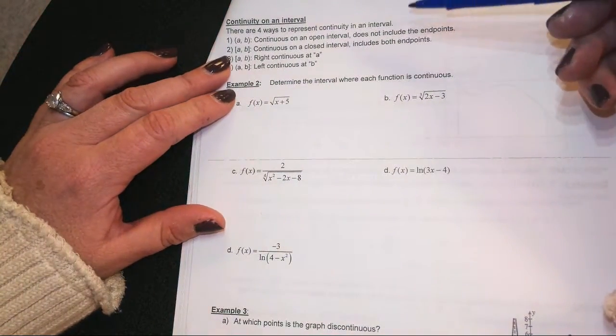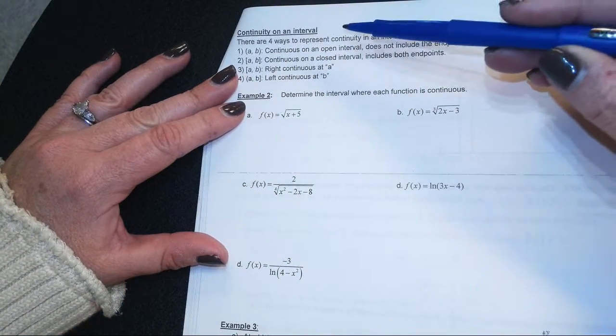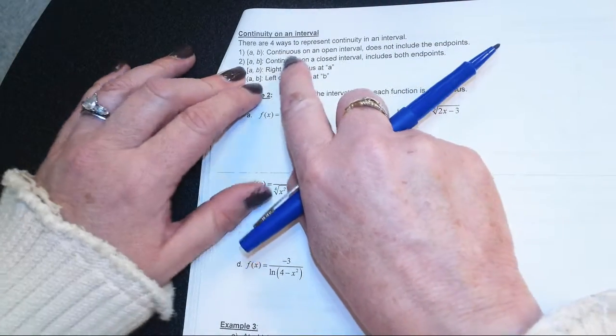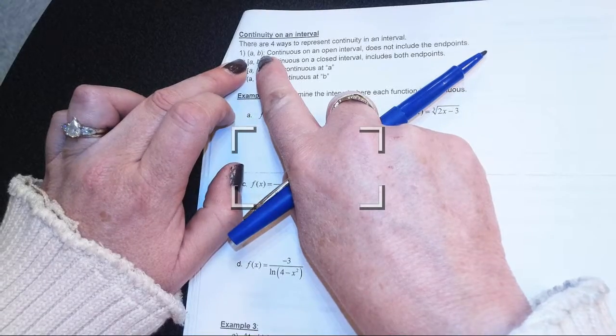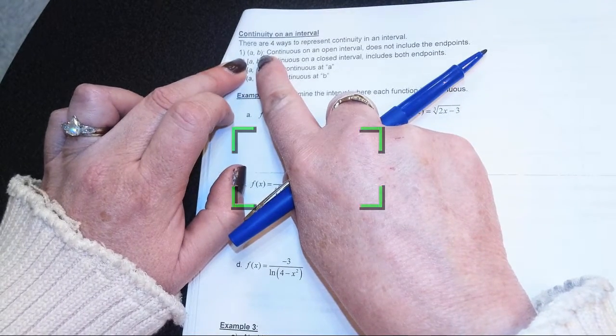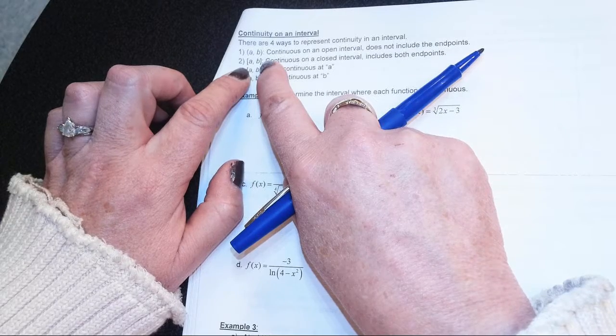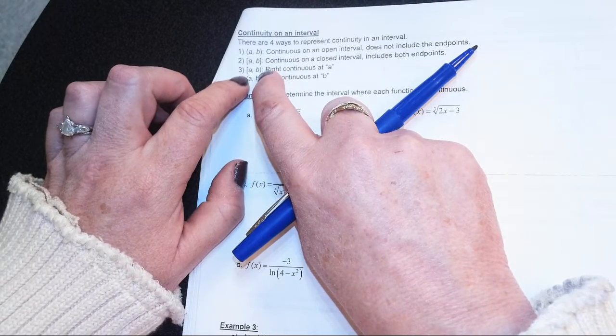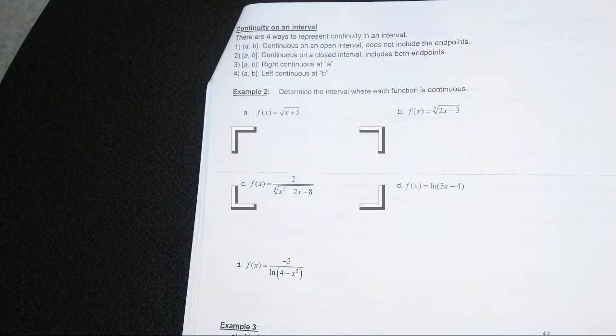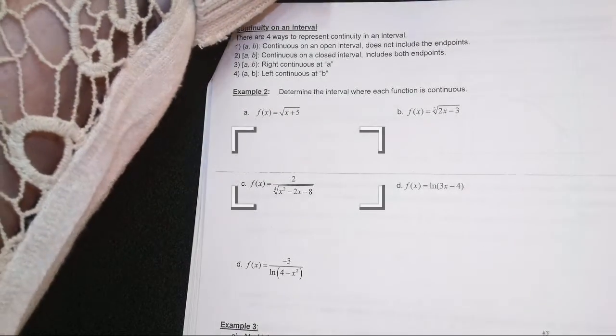A couple of things can happen when we're talking about continuity on an interval. It could be continuous on an open interval, in other words, the endpoints may not be continuous. You may have a place where it is continuous at both endpoints, or maybe just one endpoint is continuous. Remember, we bracket it if we're including it. We use a parenthesis if we're not including it.